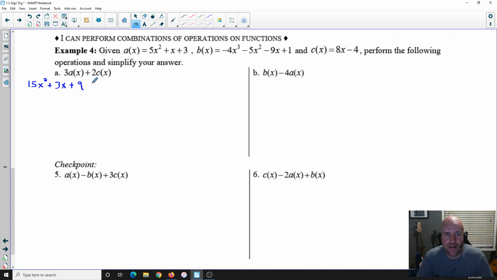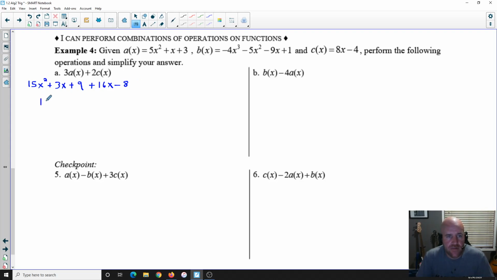And now we're adding 2 times c. So we look at function c, we have 2 terms there, we're going to multiply them by 2. So 2 times 8x is 16x, and then 2 times negative 4 is negative 8. Now once we've done the scalar multiplication, now we can add. So same thing, we need to follow order of operations, just like any other time we're dealing with numbers.